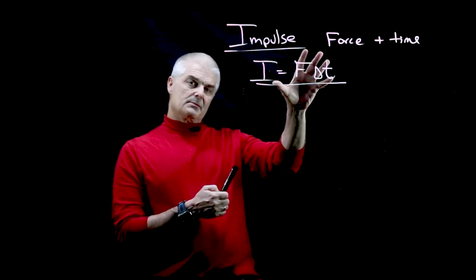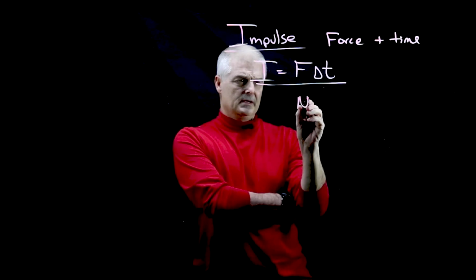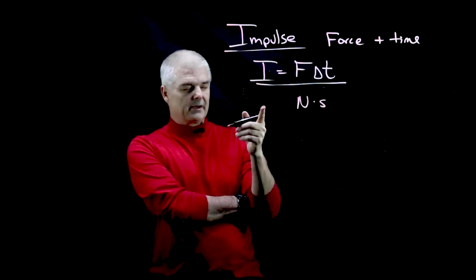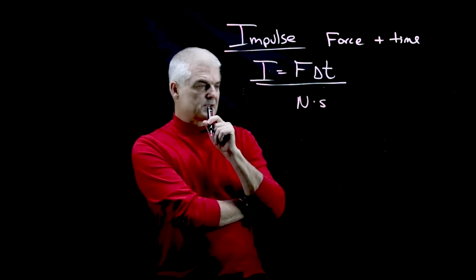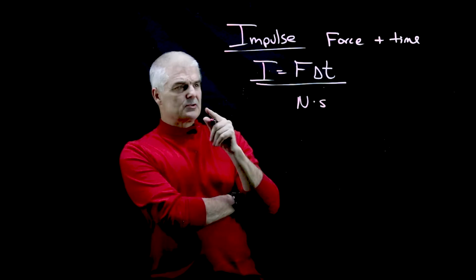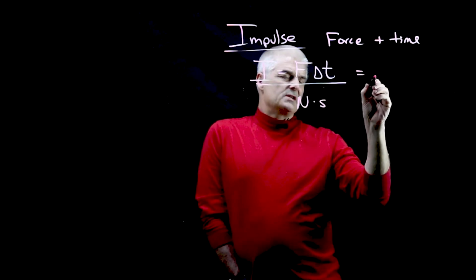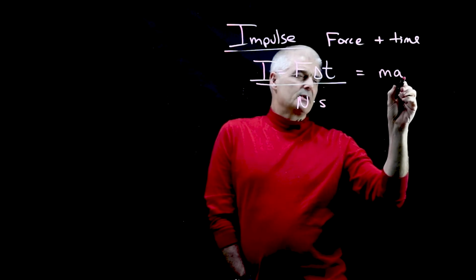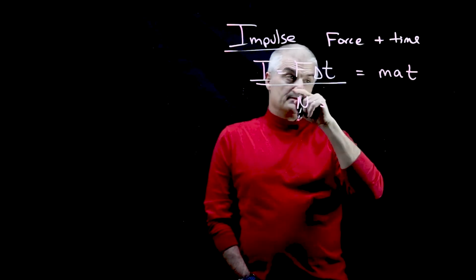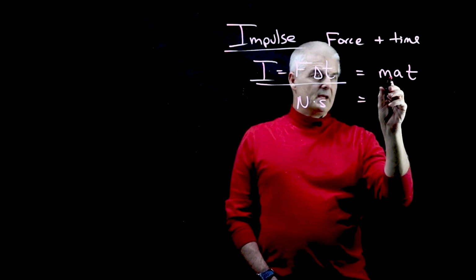But let's take a look at some of the units on this. Force is a Newton and time is a second. So the unit on impulse is a Newton times a second. That's pretty simple. But let's break this down just a little bit more. I want you to see a very interesting connection. Force, as you know, is equal to ma. So we could say actually m a, with a being acceleration. So let's break that down.